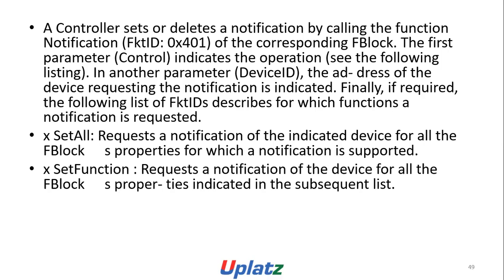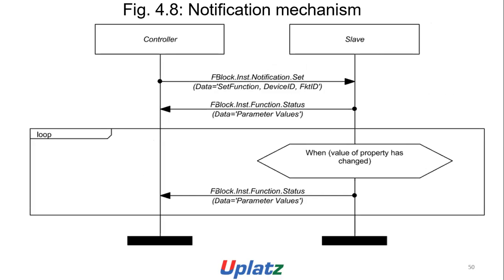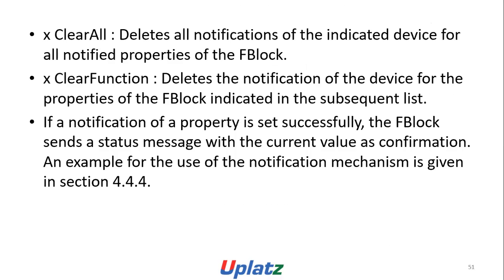Set All requests a notification of the indicated device for all Fblock properties for which a notification is supported. Set Function requests a notification of the device for all Fblock properties indicated in the subsequent list. Notification mechanism: the controller sends the Fblock InstID, function Notification, Set Data, Set Functions, DeviceID, acknowledged by the slave Fblock InstID, function Status, data parameter values. When the value of a property has changed, the slave returns Fblock InstID, function Status, data parameter values.